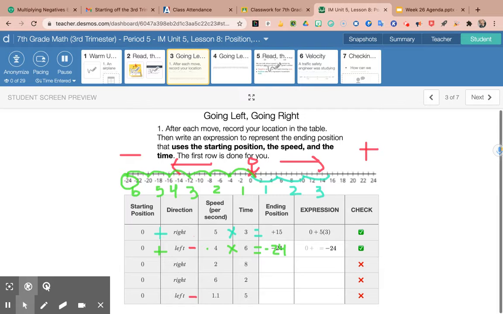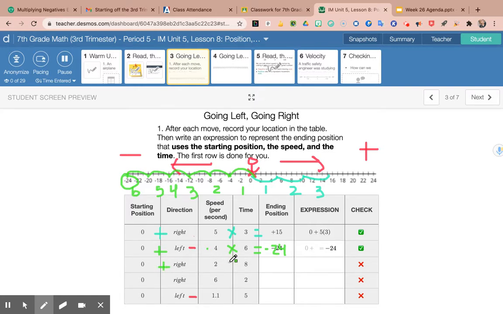All right, so you're going to do that for all of these down here. So 0 plus, this time they're going right, 2 steps, 8 times. So 8 times 2 is 16, and my expression would be 0 plus 2 times 8.